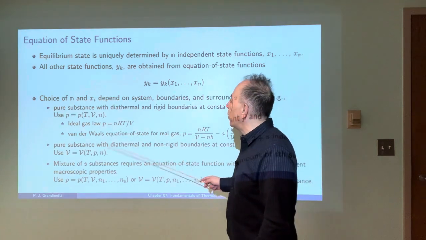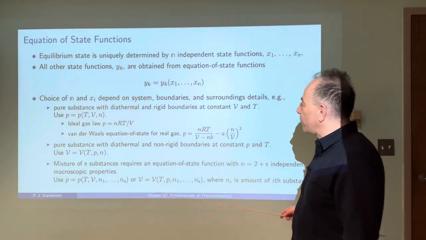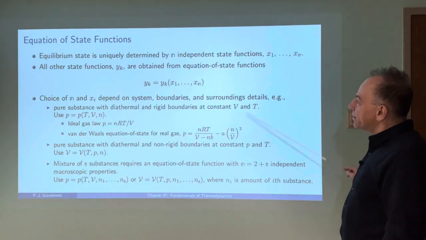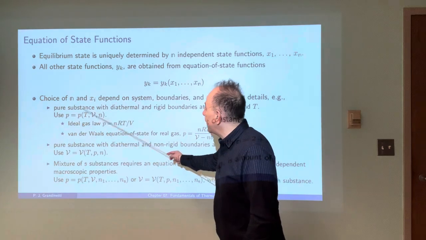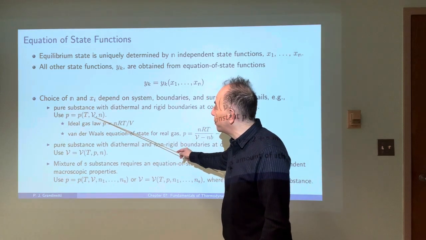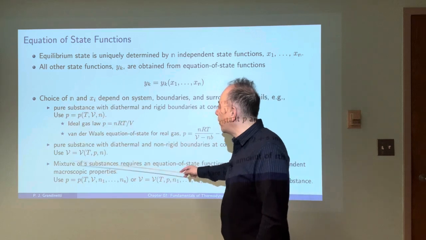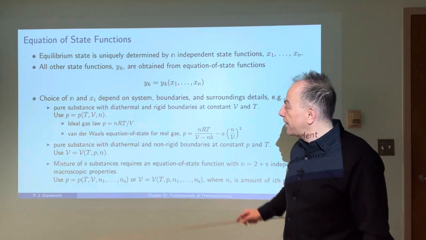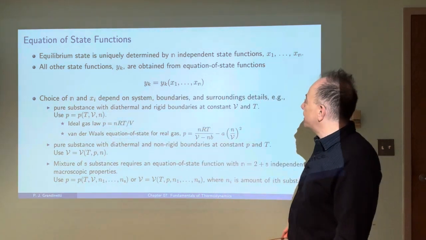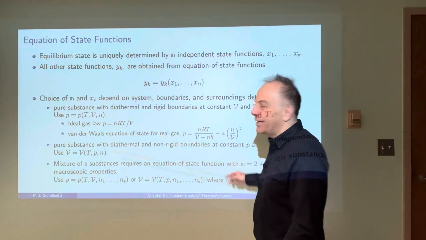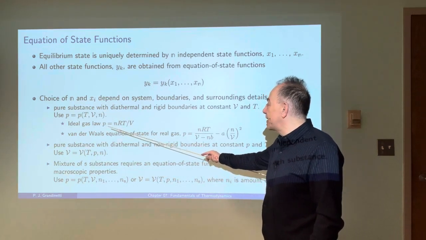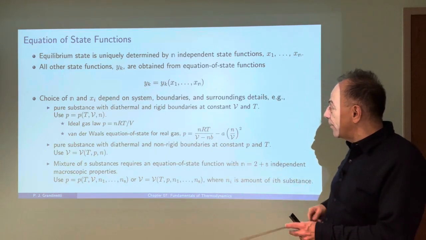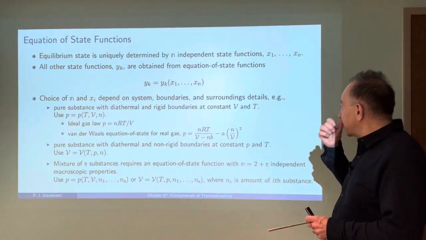And you may be familiar with the equation of state function. So for example, if you were working with a gas and you had it with diathermal and rigid boundaries, so that you had a constant volume and a constant temperature, then you might use an equation of state where your independent variables were temperature, volume, and the amount, say number of moles, and the state function would tell you how to predict the pressure given these three independent state functions. So an example of that would be the ideal gas law, where the pressure is equal to nRT over V, R is a constant, n, T and V are your independent parameters, and P is your dependent state function.